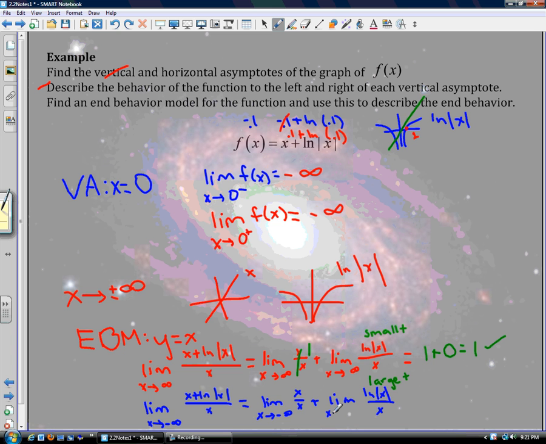My computer's getting confused. This is calculus. That's interesting.